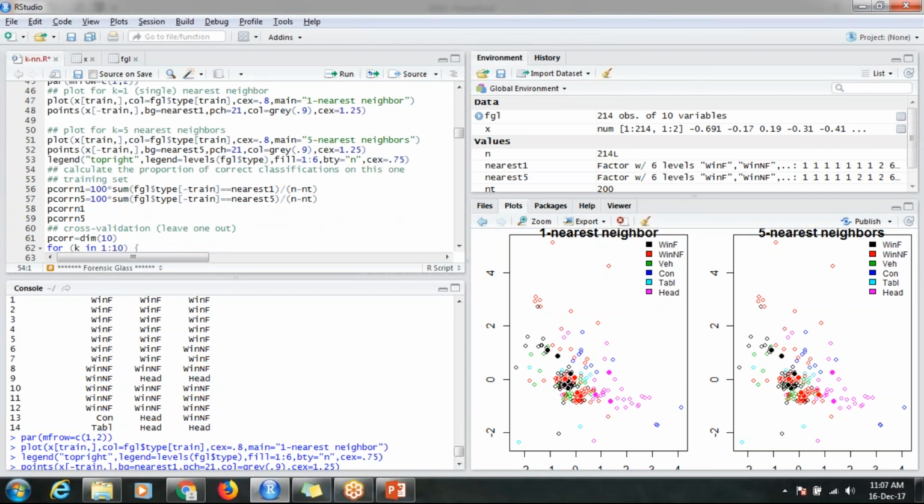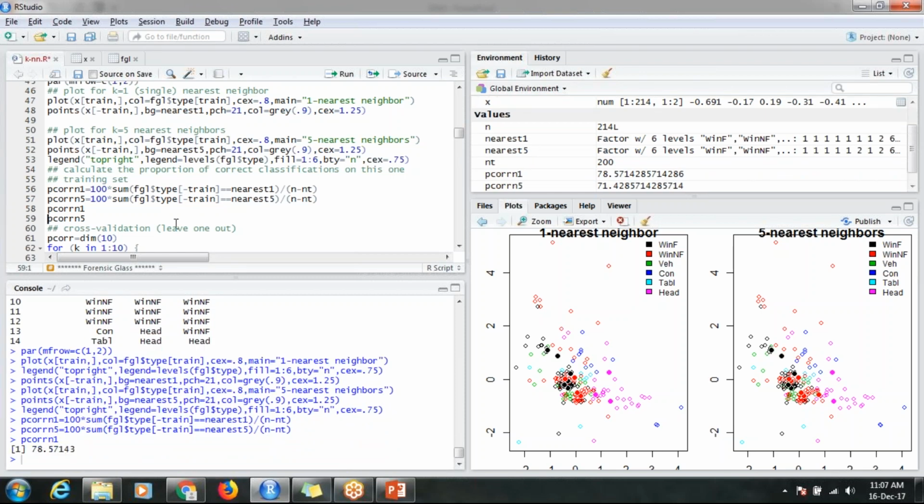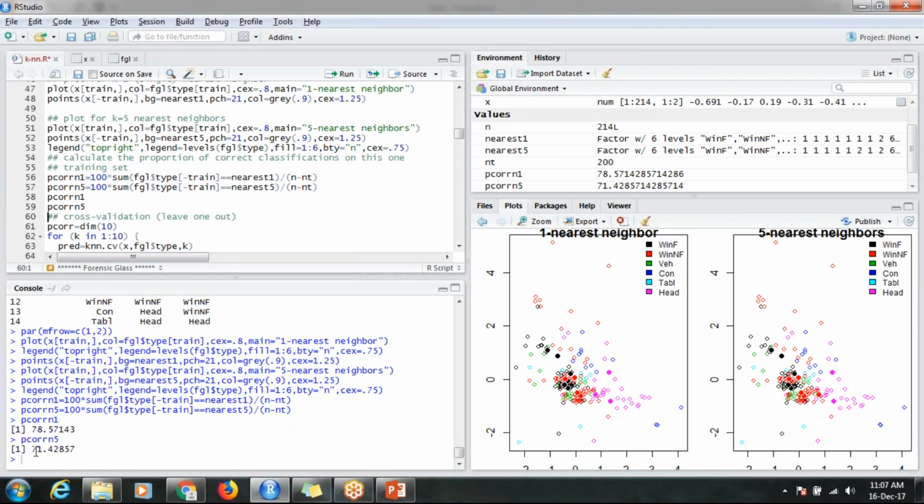So let us see how many were correctly classified and how many were misclassified. Here I am making the sum of all the true values and dividing it by 14. This value is 14. So let's calculate the percentage of correct classification. For k equal to 1, I have 78% correctly classified, 78% out of 14. And if I consider 5, it is 71.